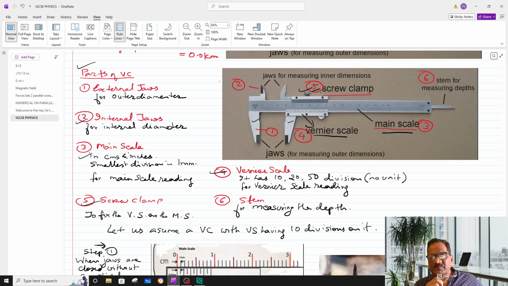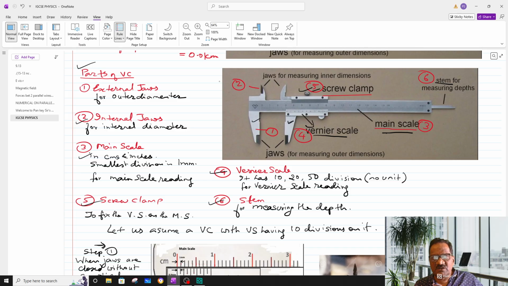Okay, so that is the purpose of the screw clamp. And the last part is the stem of the vernier caliper. That is this one. Can you see? This is the stem of the vernier caliper, the rod which is behind the vernier caliper. And this particular stem is attached to this jaw.